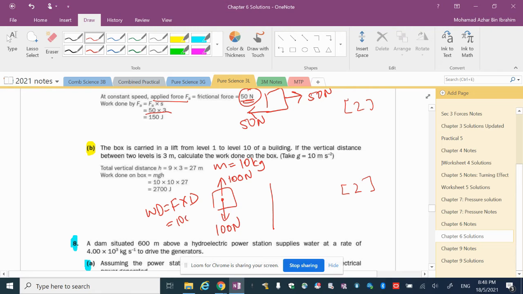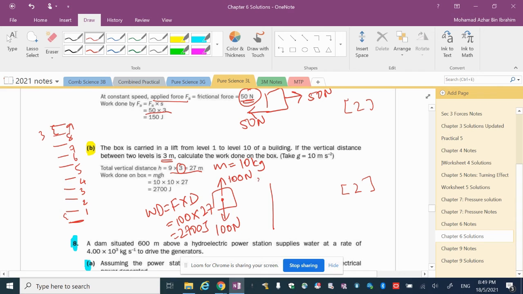It needs to apply 100 newtons over a distance of, oh, it's an annoying question because it's 3 meters between two levels. You start off at level 1, level 2, level 3, 4, 5, 6, 7, 8, 9, 10. So if you calculate, there's actually 9 spaces. 1, 2, 3, 4, 5, 6, 7, 8, and 9. Each of them is 3 meters. So that's why they did 9 times 3, which is 27 meters. Then you just multiply by 27 and you get 2,700 joules.